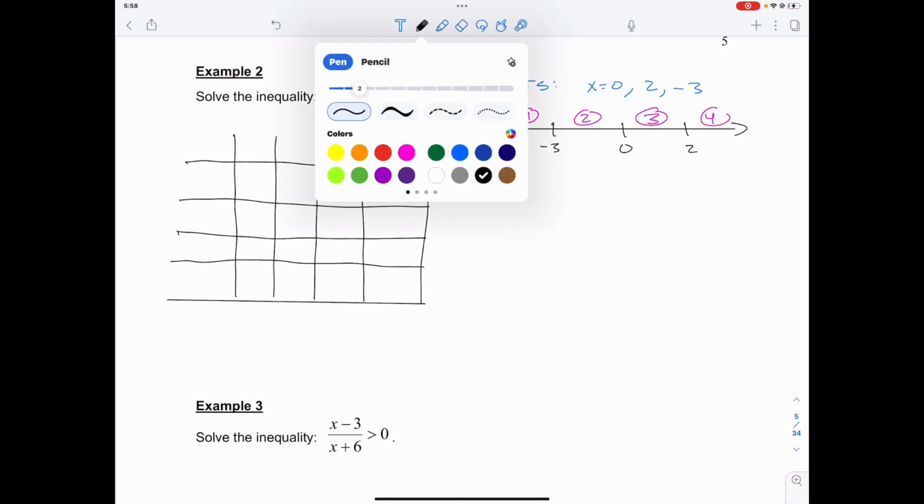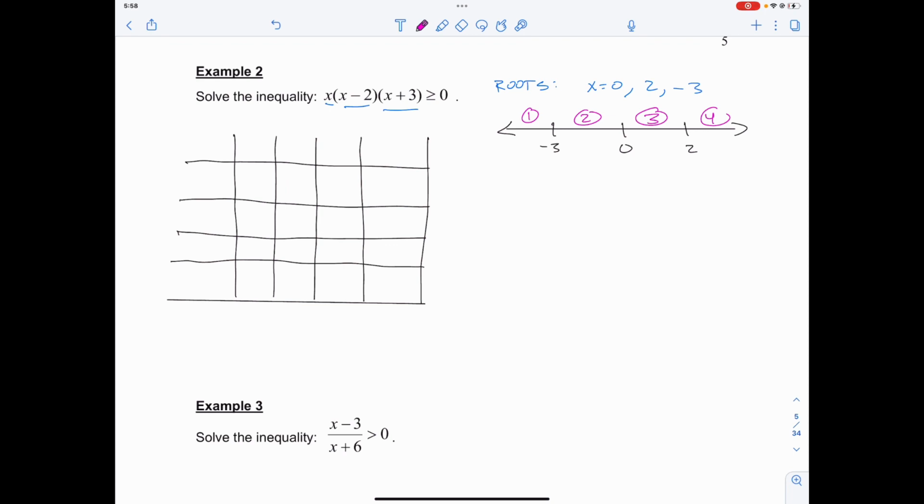And I know I have my factors and my product. I have my intervals. Well, the first one is going from negative infinity to negative 3. Next one is going from negative 3 to 0, then 0 to 2, and then 2 to infinity.